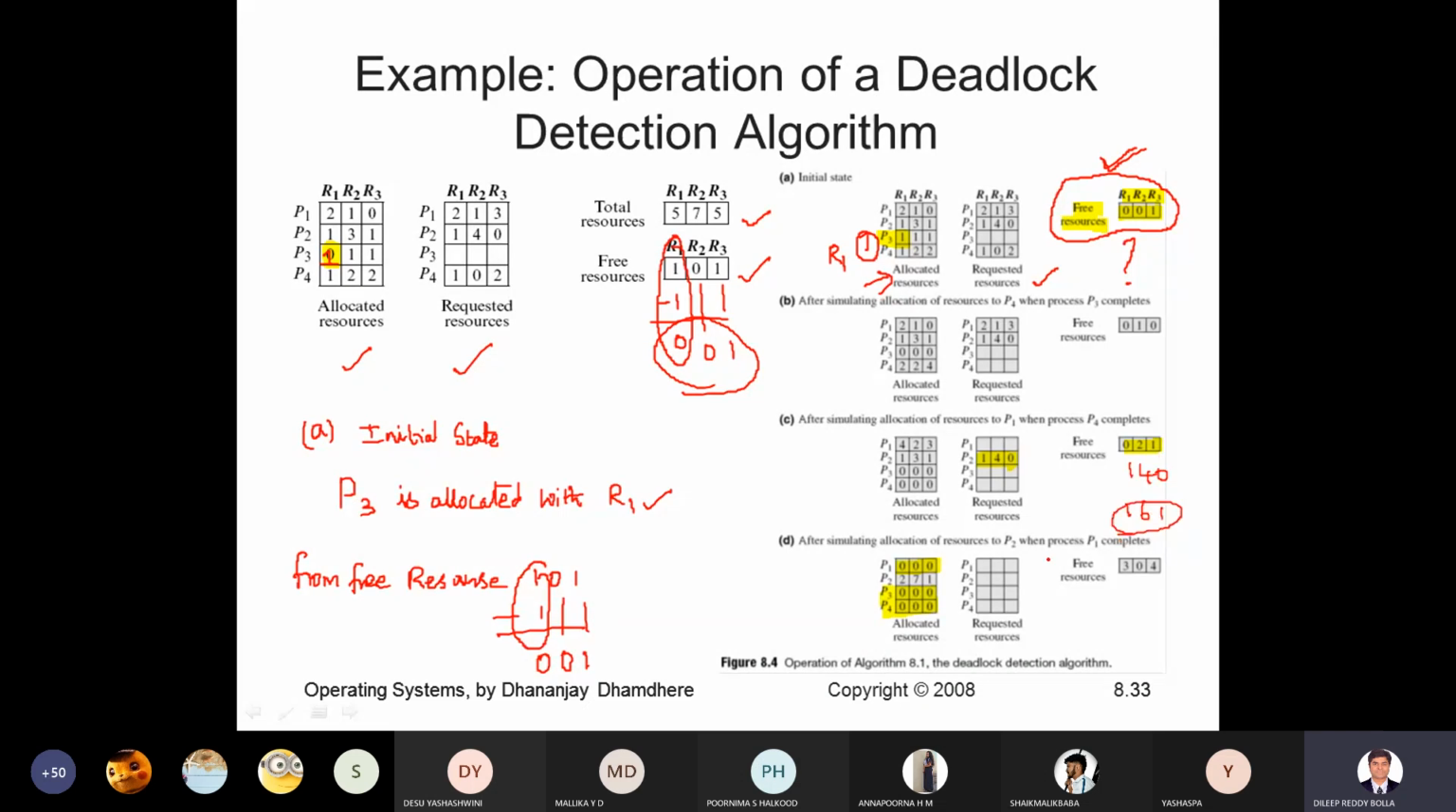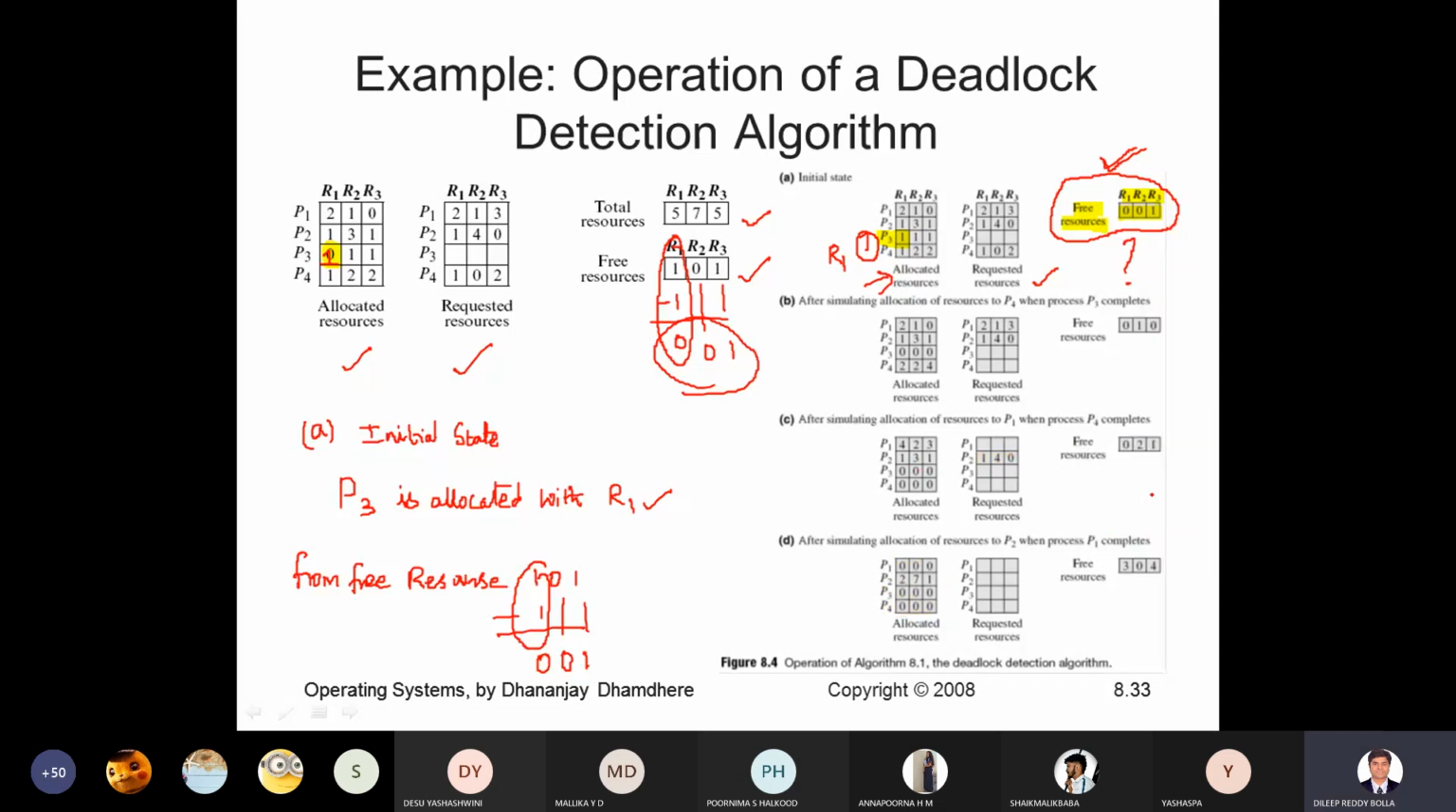So how many does it require? 1 plus 1, 2. It is 2 here. 3 plus 4, 7 are required here. And 1 and 0, it is 1. So 2, 7, 1 is the requirement. So what is the actual availability?